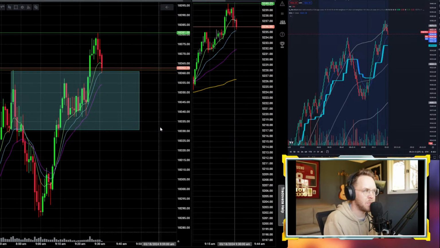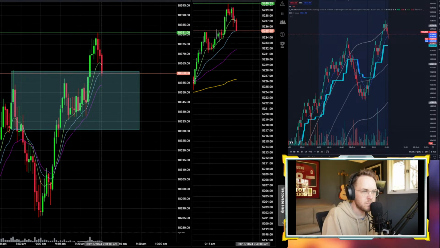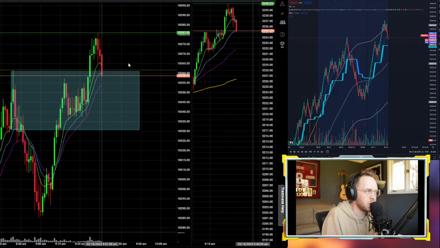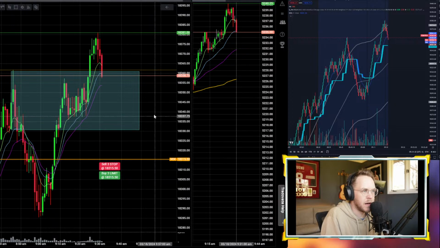Here we go. We might be breaking back into the opening range. Let's see if we do. We definitely have somewhat of a failed auction here. Let's see if the opening range high acts as support. Nice, Caesar. Good short. Great short.